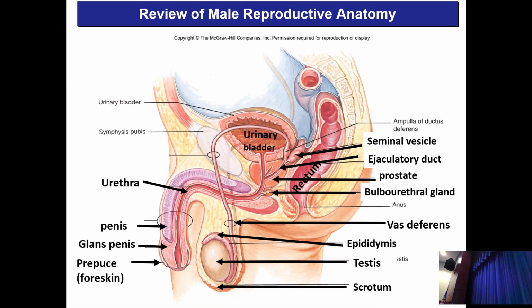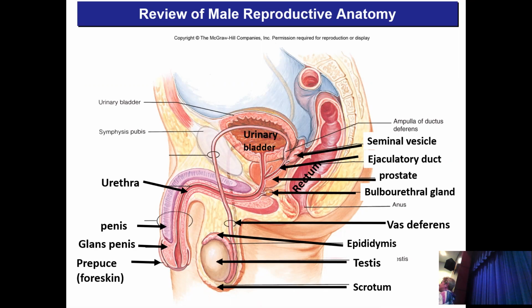We have a proximal urethral sphincter and a distal sphincter. Proximal and distal. How close is it to the bladder? Which of those sphincters do you have control of? The proximal or the distal? The distal. All right, it's going to be pelvic floor muscles. That means the proximal, you don't have control over that. Sympathetic and parasympathetic control.